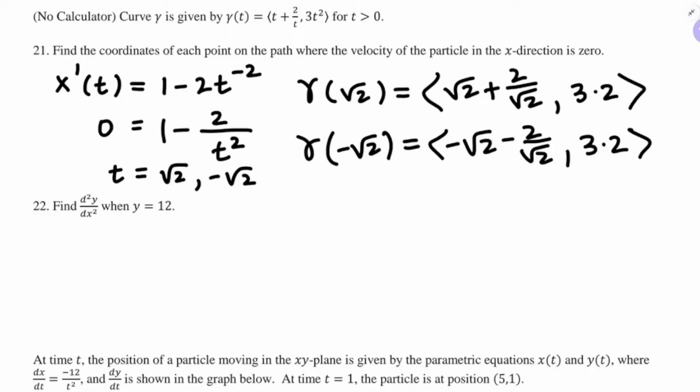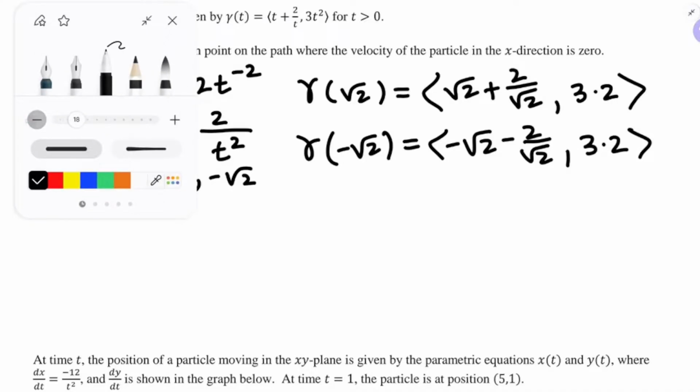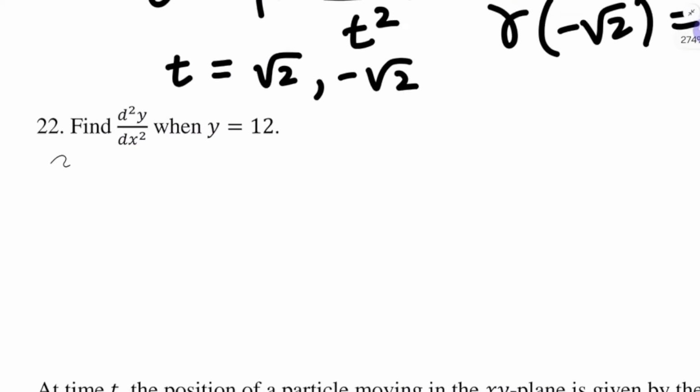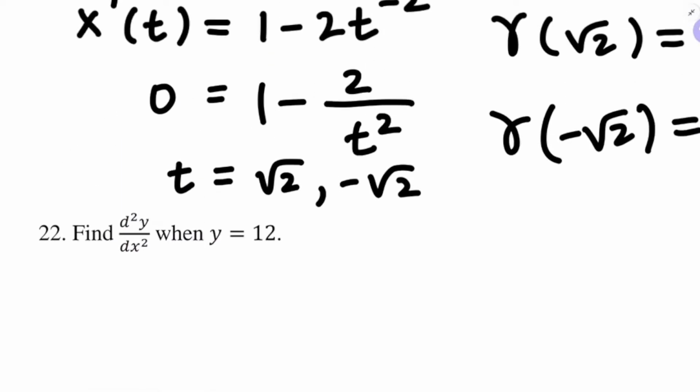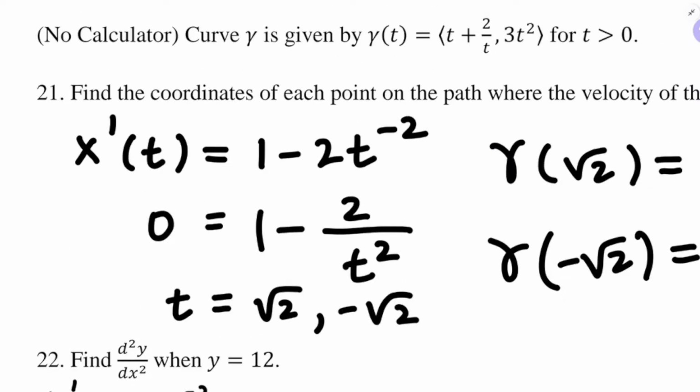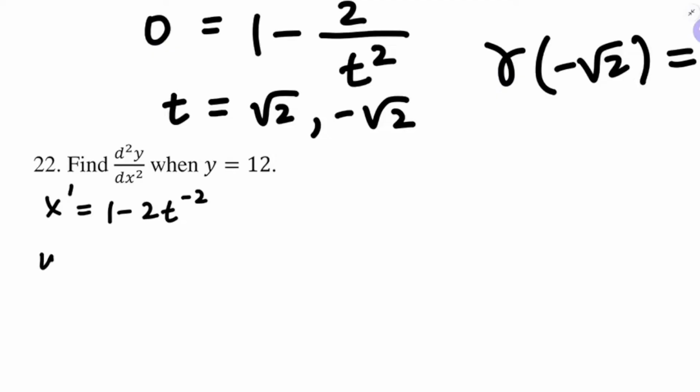All right, second derivative of y with respect to x. Okay, I've got x prime, I'm going to need y prime. I'm probably going to need to knock down the size of the pen too for this type of problem. There's going to be some writing. So I'm going to just copy in my result. X prime equaled 1 minus 2t to the negative 2. Y prime is going to be 6t. Just 6t.